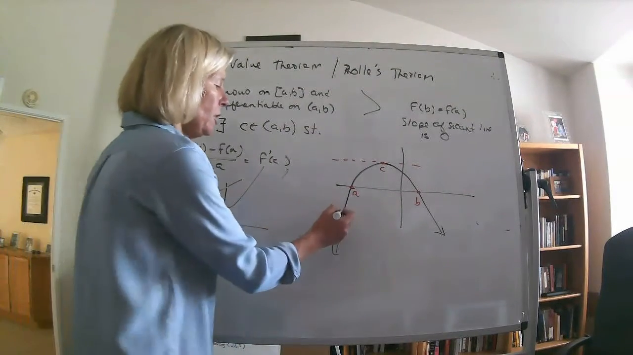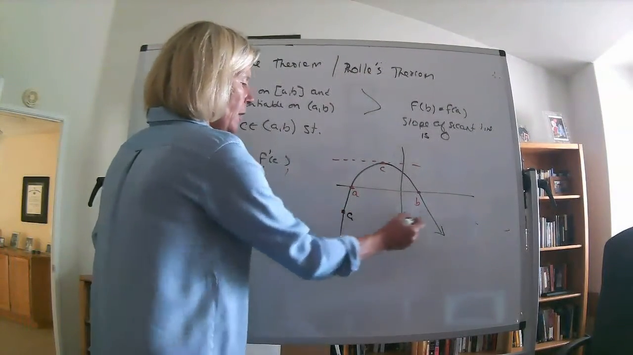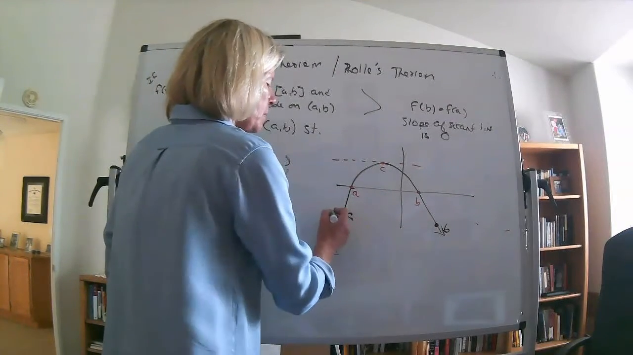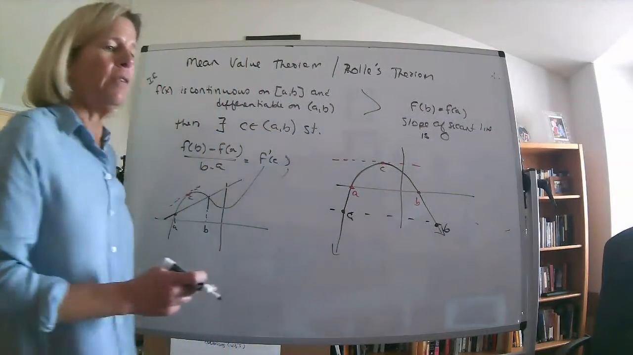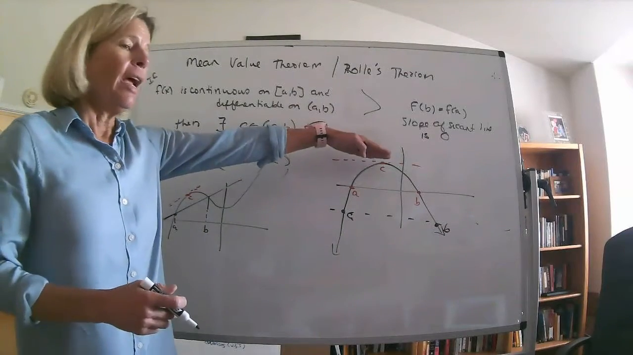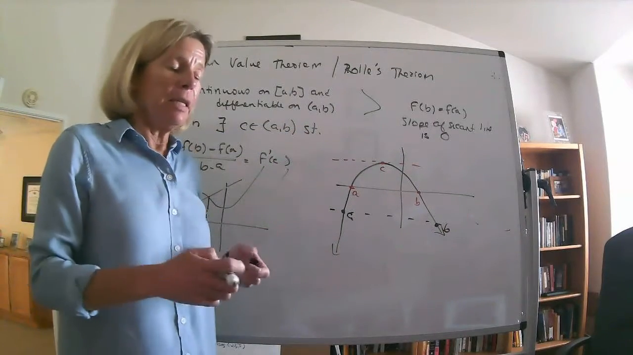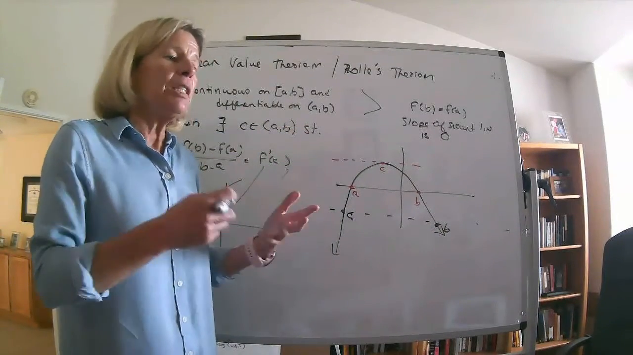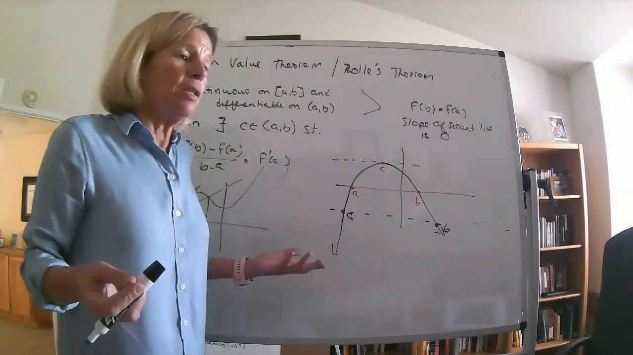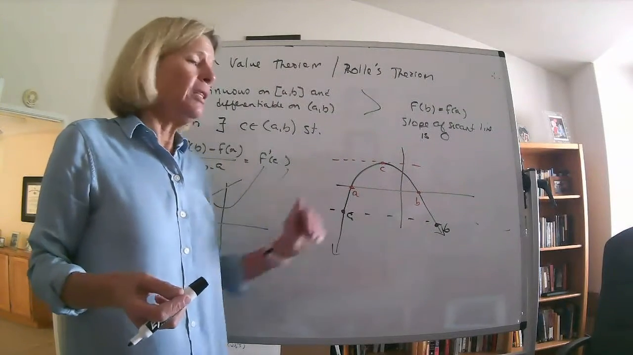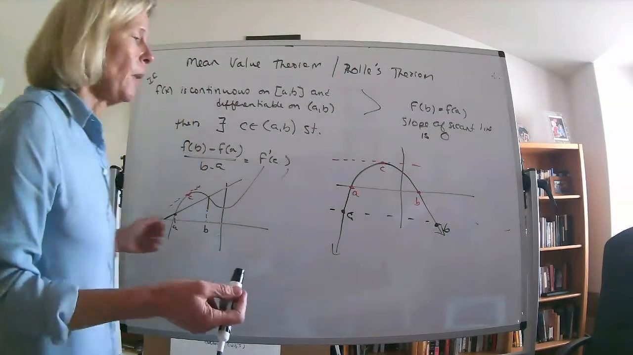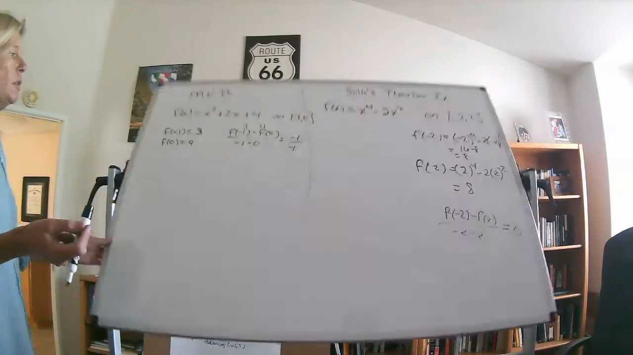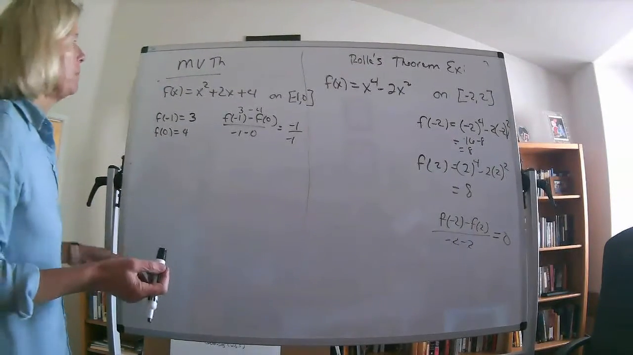I could have picked an a and a b down here. All that has to happen is f of b and f of a have to be the same, and then there's a value c in that interval where the tangent line is equal to 0. Because if f of b equals f of a, the slope of the secant line is 0. So let's look at an example.